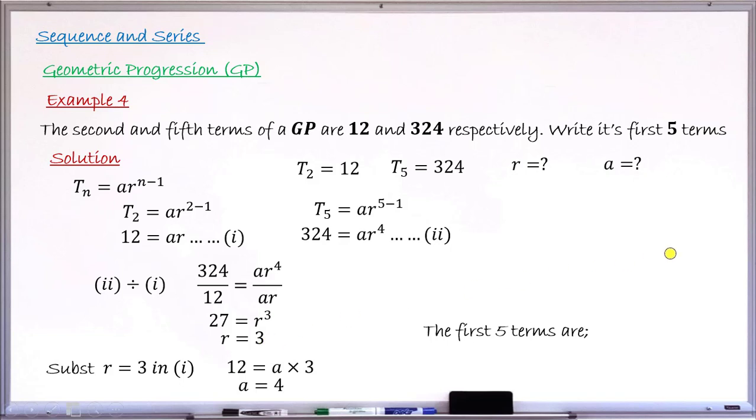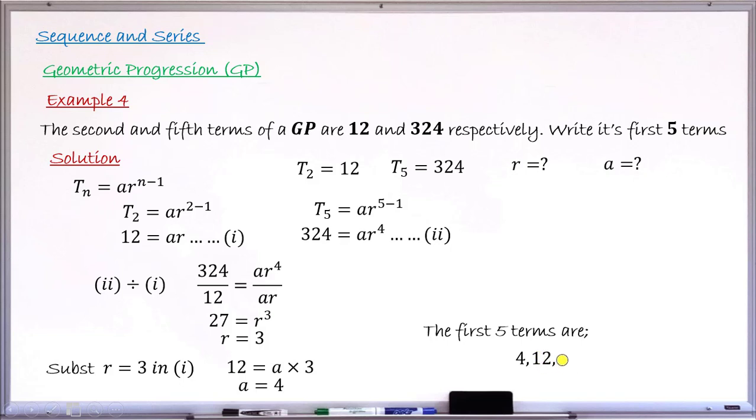The question says we are to write the first 5 terms of this sequence. The first 5 terms of this sequence are going to be: you have the very first term, which is 4. Then to get the next term, you multiply the first term by the common ratio. The common ratio is 3. So 4 times 3 gives you 12. 12 will be the next term.